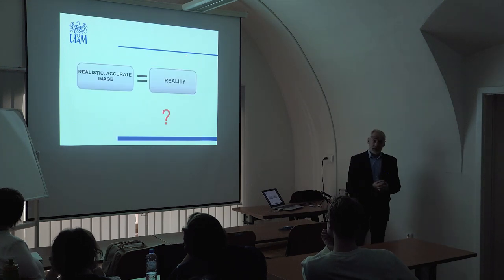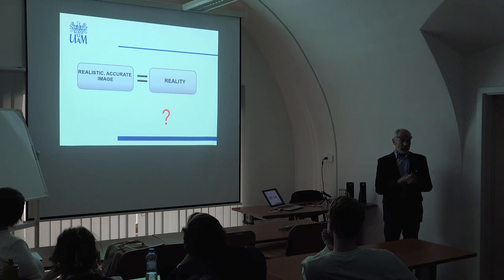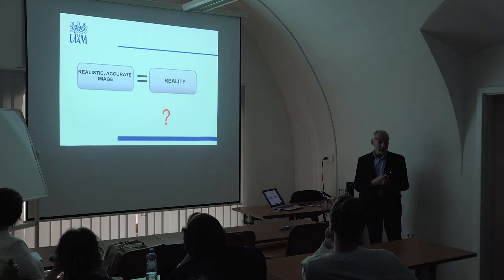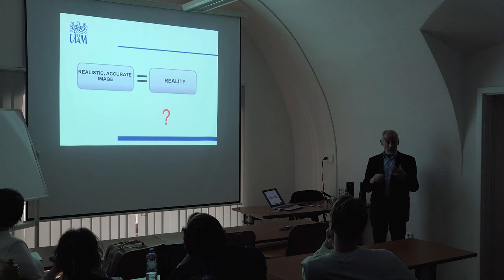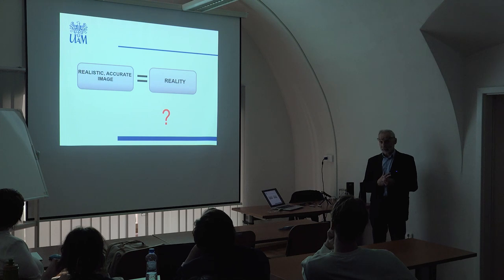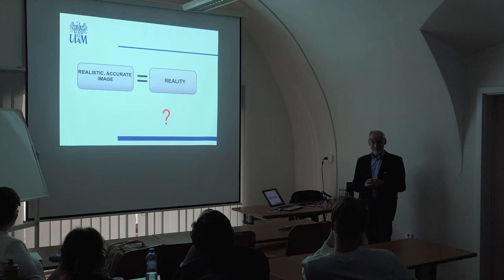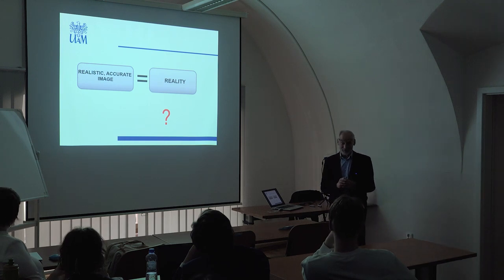So if I ask now, is it correct, this Greek philosopher's concept that a realistic image means reality? Is it correct, or is it acceptable or not? What is the answer? I'd say it depends on the situation. If you take a photo of, for example, a church, the colors will be a bit different, the perspective will be a bit different, but we can agree that it is that church we are talking about, and that's it.